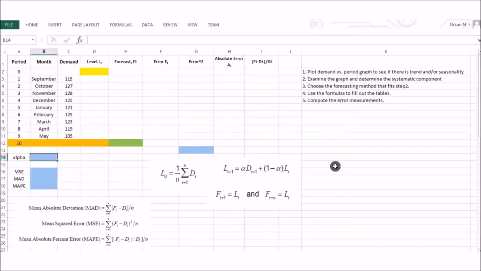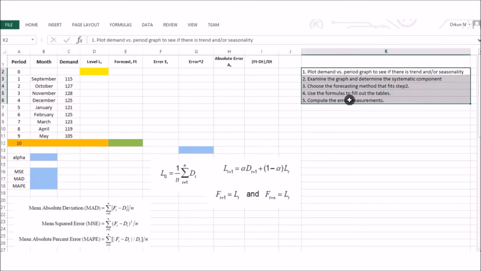In this example, we are going to illustrate how to use the simple exponential smoothing method. Assume that we are operating a cafe at the RPI campus, and our goal is to forecast the demand for hot coffee. We have the data from last year, from September to May, and the demand values. These are fictitious, randomly generated values, and by using them we are going to forecast the demand. I have five steps that I am going to follow when I apply this method.